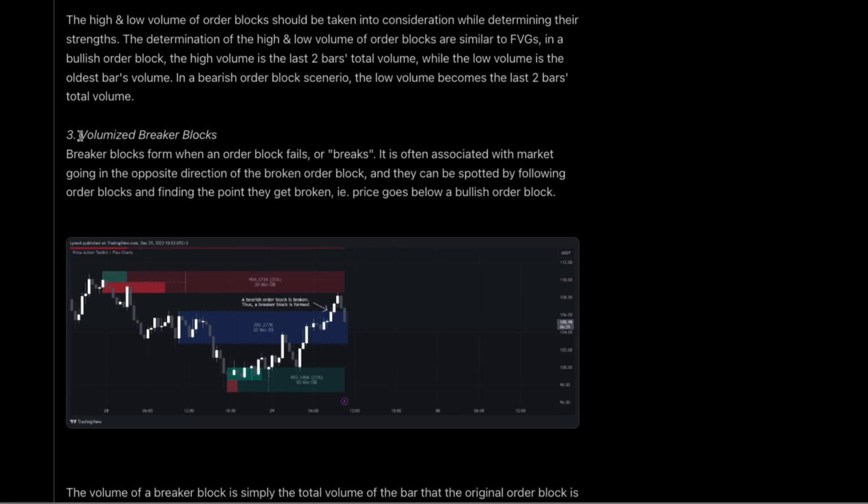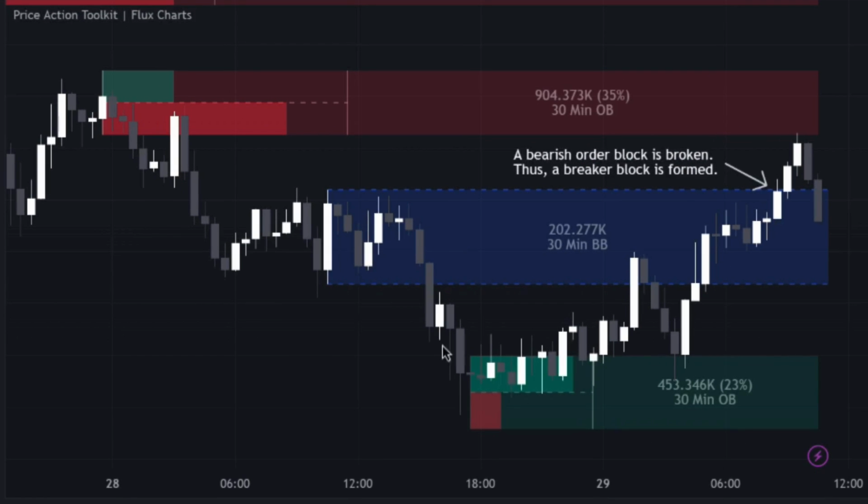And third, volumized breaker blocks. Breaker blocks form when an order block fails or breaks. It is often associated with the market going in the opposite direction of the broken order block, and they can be spotted by following order blocks and finding the point they get broken, i.e. price goes below a bullish order block. You can see here as a bearish order block is broken, thus, a breaker block is formed.